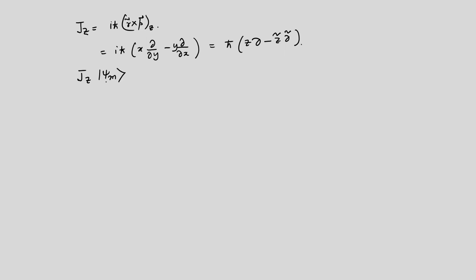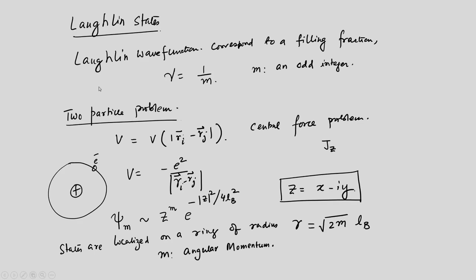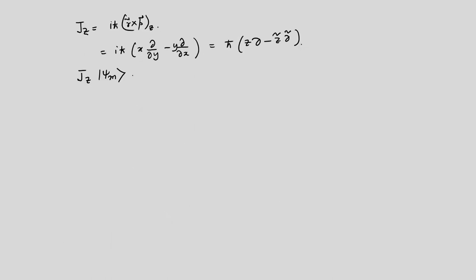I am writing it with a ket, which we haven't written before, but you can write it here. This is unnormalized, of course, and this is equal to m ħ psi m and so on. You can drop ħ if you like, but of course it's important to keep the scale. So this is the solution for the quantum problem in 2D, or rather a two particle problem. And this is because in this problem, that is two particles in a central potential, there is the advantage of writing it down in terms of the relative coordinates and the center of mass coordinates.